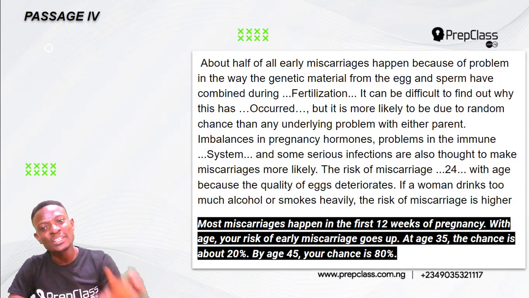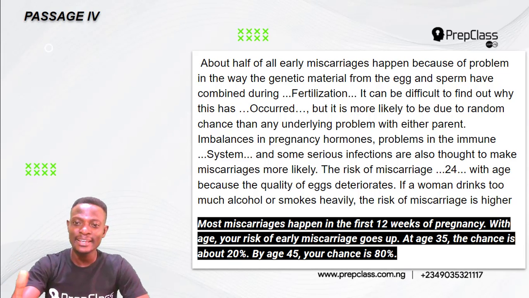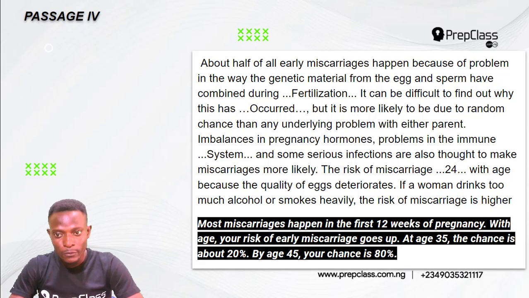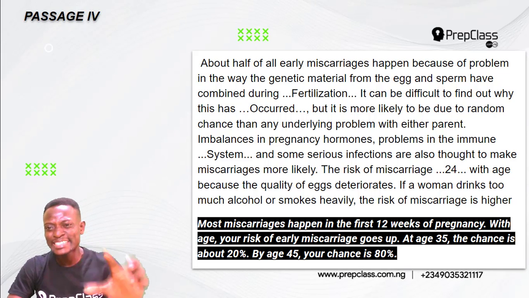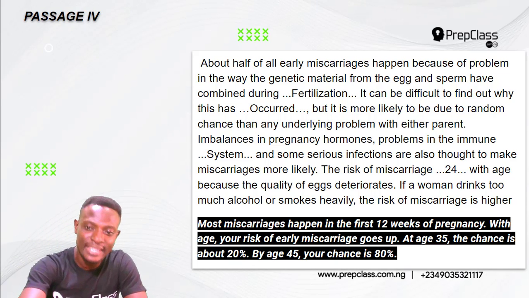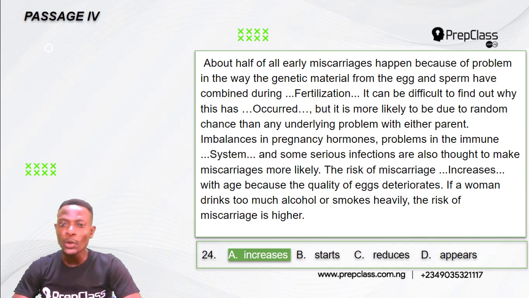Most miscarriages happen in the first 12 weeks of pregnancy. With age, your risk of early miscarriage goes up, it increases. At age 35, the chance is about 20%. Before, when a woman is younger, the chances of having a miscarriage is between 10 to 15% at most. But at age 35, the chance is about 20%. Then by age 45, the chance is about 80%. So the risk of miscarriage increases with age because the quality of egg deteriorates.